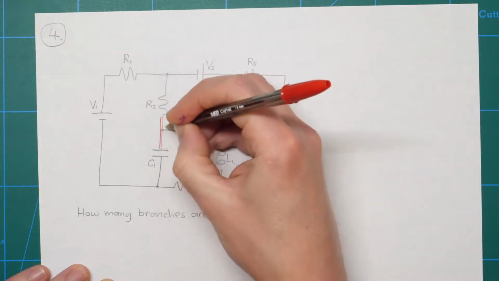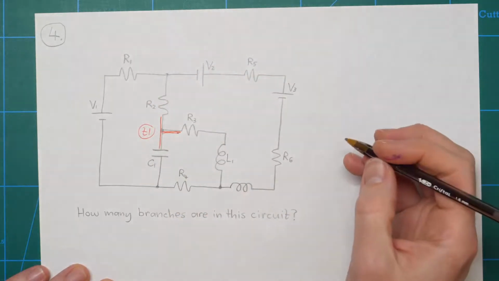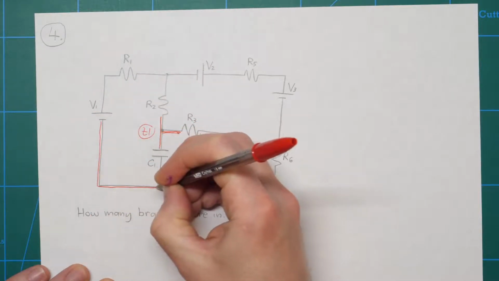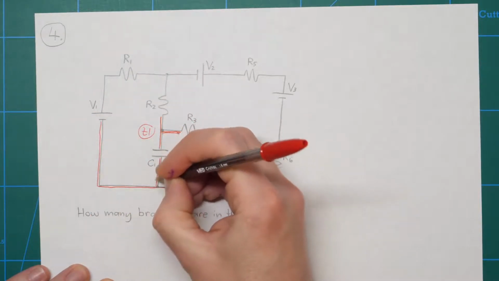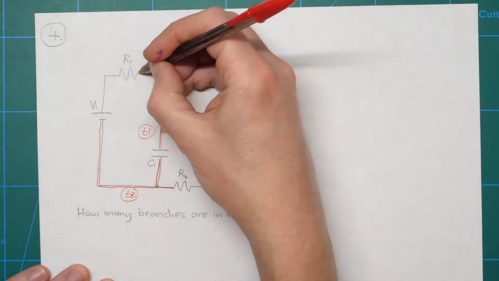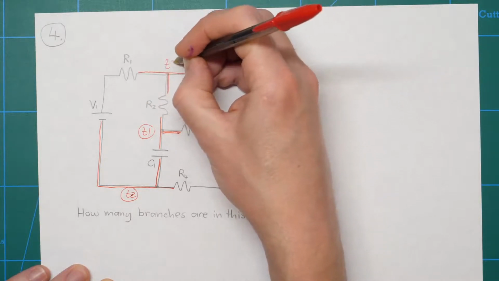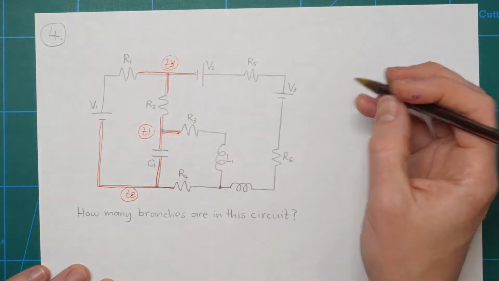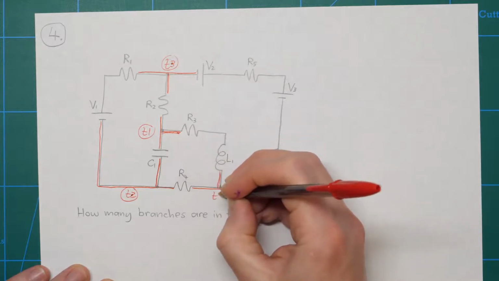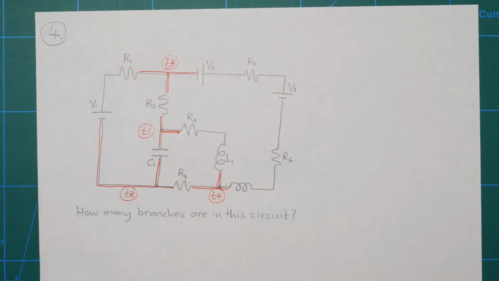Got one here, call that T1. Where else have I got true nodes in the circuit? There's one down here, let's call that T2. One up here, call that T3, and one over here, which I'll call T4. Now I think I'm right in saying everything else here is a binary node.